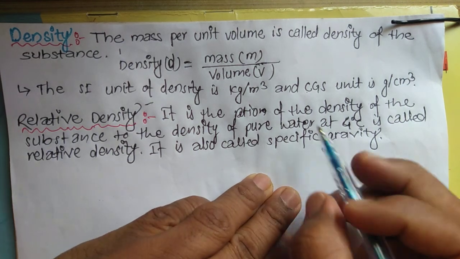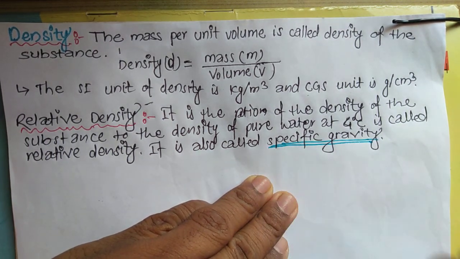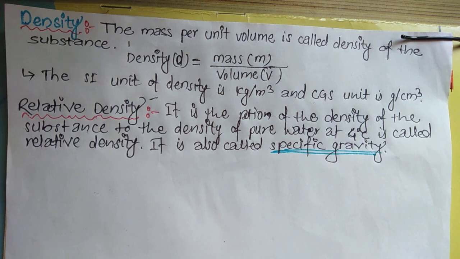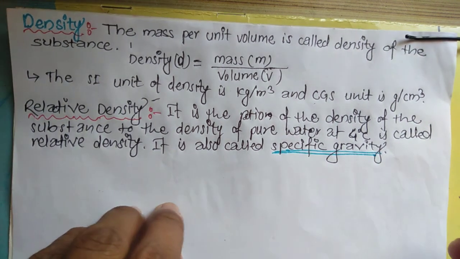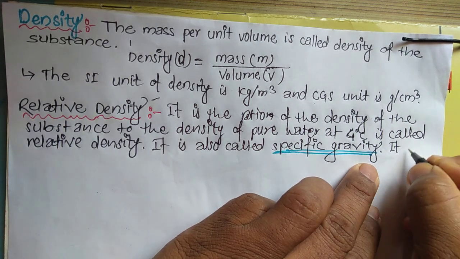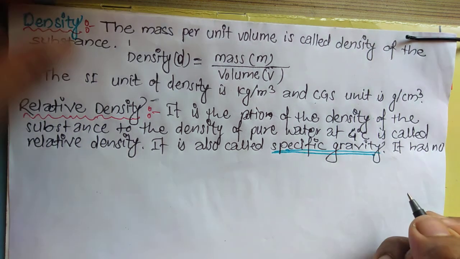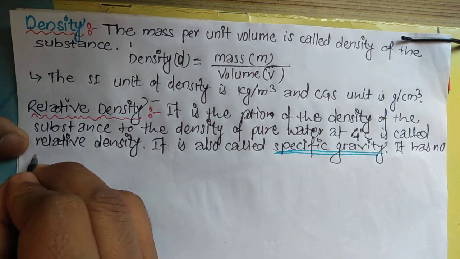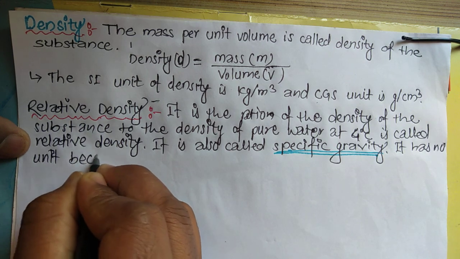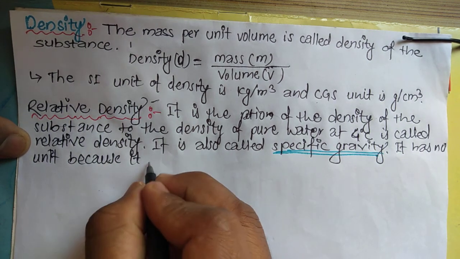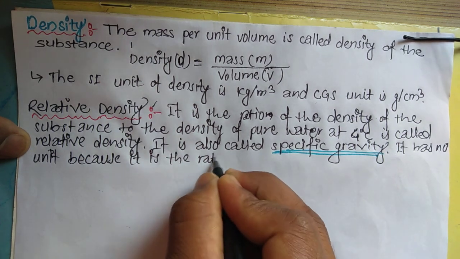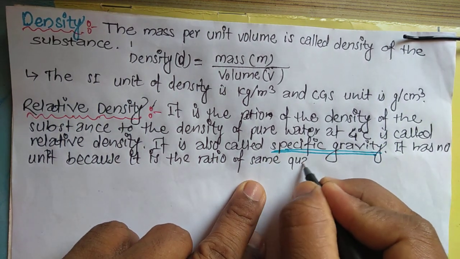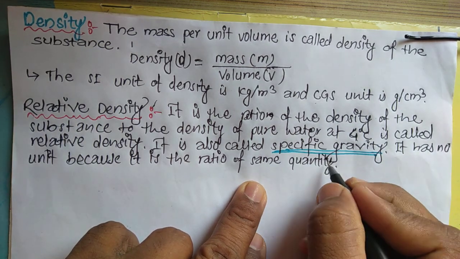It is also called specific gravity, and it has no unit. One point: it has no unit. Why? Do you know? It has no unit because it is the ratio of the same quantity, that is density. That's why it is unitless.